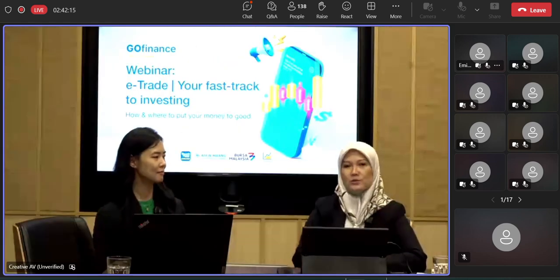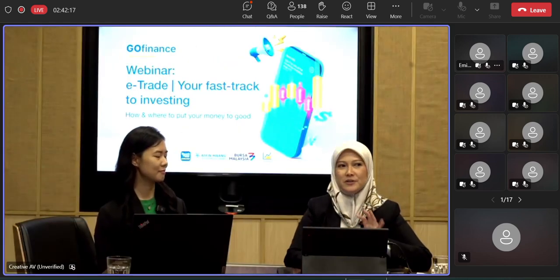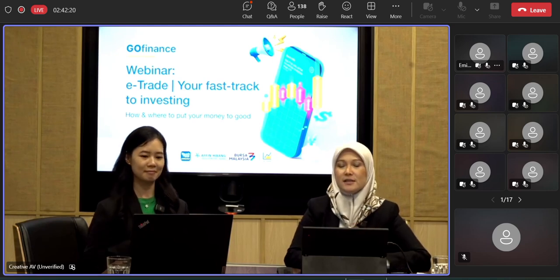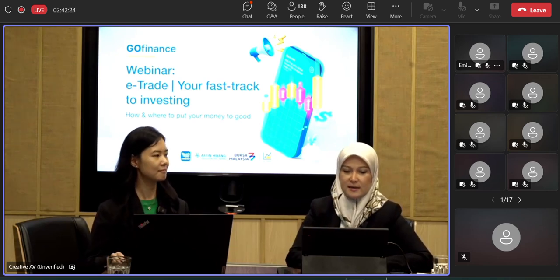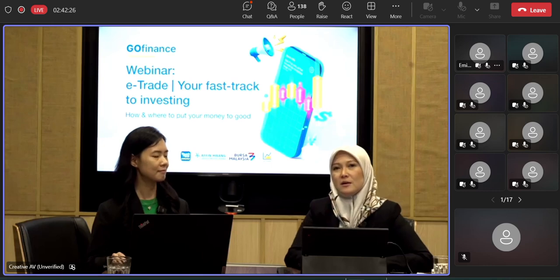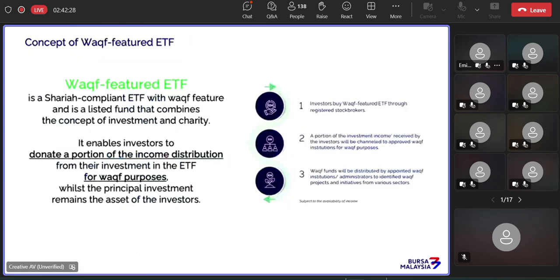Okay. So this is a special thing about Wakaf featured ETF. Yeah. So it's a Sharia compliant ETF, but it is with Wakaf feature, which means that it's a listed fund, but with the concept of endowment. Endowment and also investment. Okay.